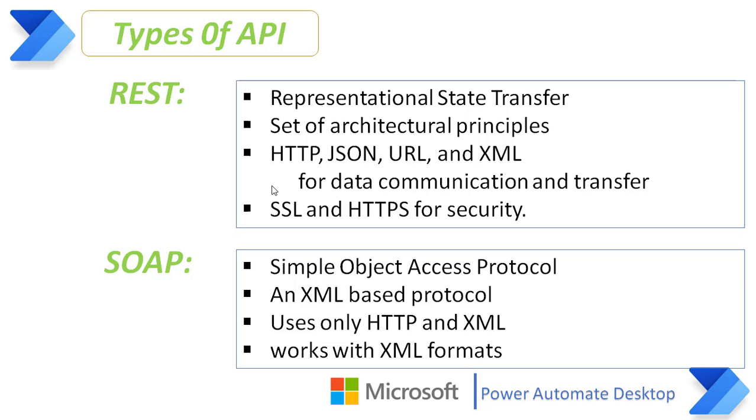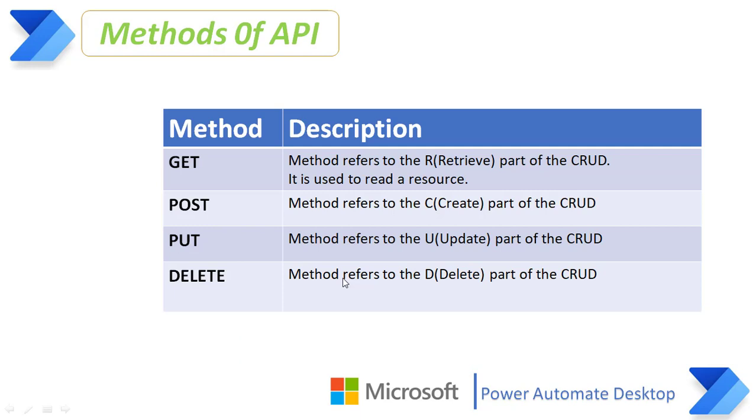SOAP API is largely based on, and uses only, HTTP and XML. SOAP API needs more bandwidth for its usage, and also SOAP only works with XML formats. Now we'll see what are the different methods of web API available.